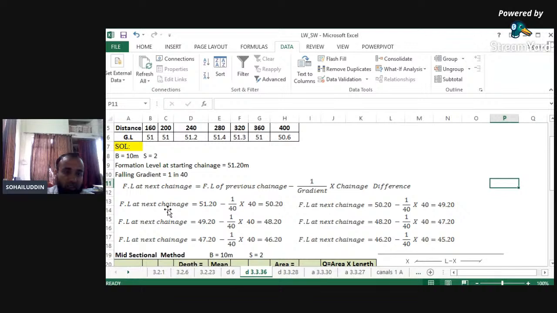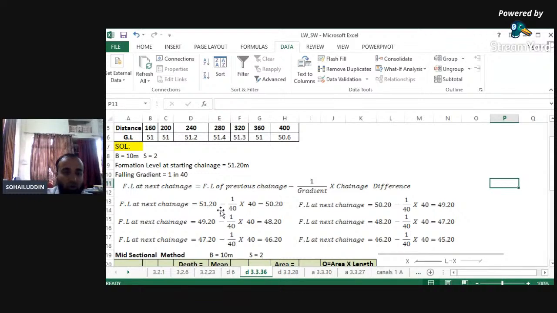Formation level at the next chainage, that is at 200. First, for 160 it has been given as 51.20, but for 200 we have to find the FL. So 51.20 is the previous, 1 upon 40, where 40 is nothing but the gradient, into the chainage difference. Again the chainage difference is 40. Unfortunately these two 40s are the same, but this 40 represents the gradient and this 40 represents the chainage difference. Both values are the same, so no need to get confused.